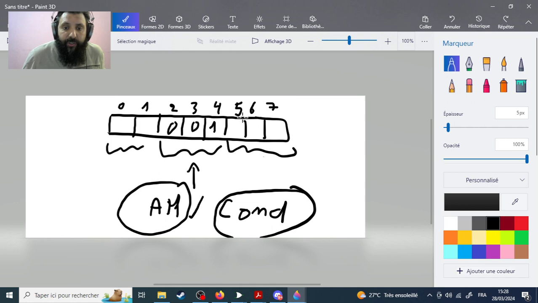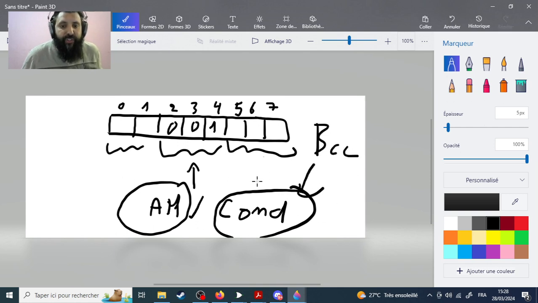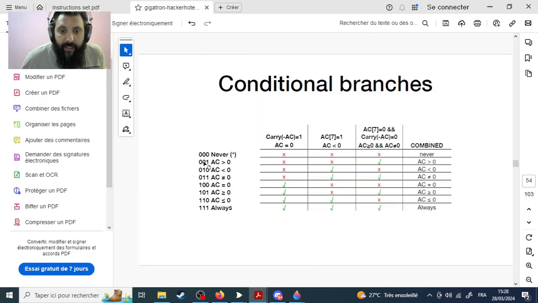If, for instance, you are using a BCC instruction, in this part you write 001. The condition in this instruction is: if AC is greater than 0. We have to follow this table. 001, if AC is greater than 0. 2, if AC is less than 0. 3, AC is different than 0. 4, AC is equal to 0. 5, AC is greater or equal to 0. 6, AC is less or equal to 0.